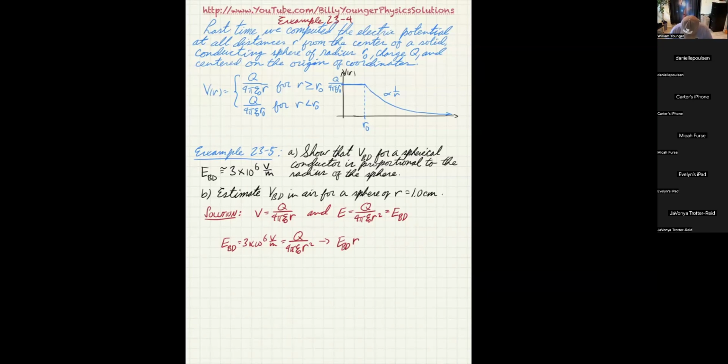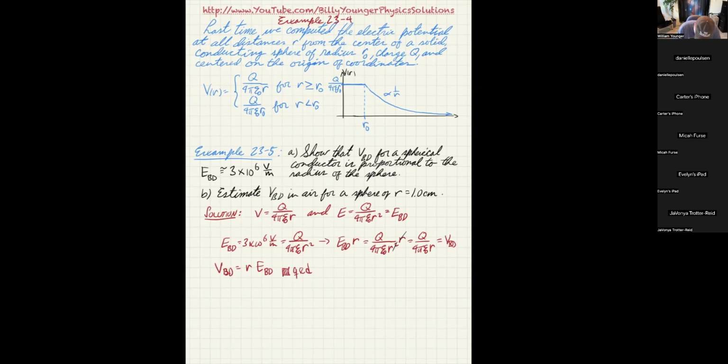If I take that EBD and multiply it by R, then I get Q over 4 pi epsilon naught r squared times r, which equals Q over 4 pi epsilon naught times r, because of course this r cancels out with that exponent of 2 and just leaves the r in the bottom. But Q over 4 pi epsilon naught is just V breakdown. Therefore, we have V breakdown is equal to R times E breakdown. And QED, so it's been shown.